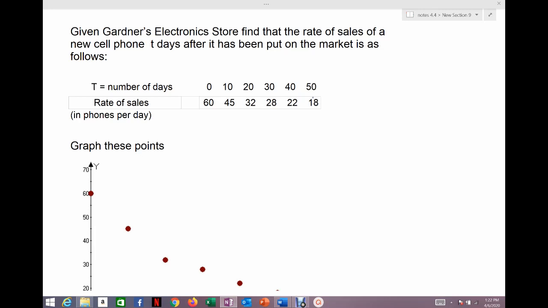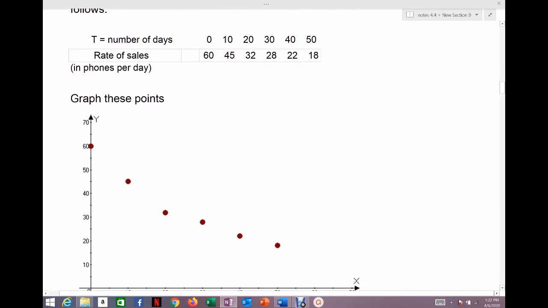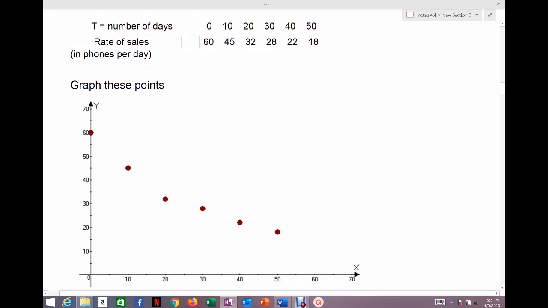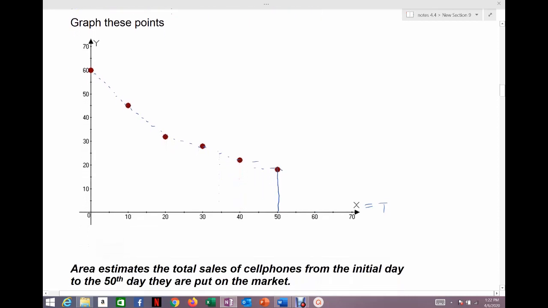And so I graphed the points, and if you've got your handouts there, that's what this graph is. These are my points. The y is the rate of sales, that's the y value, and the x value is my number of days. And so those are my points. So I've graphed them here. This would be the first point, 0, 60, 10, 45, 20, 32, and so on. And so I'm going to draw a dotted line and connect my points. So there are my dots, and I've collected over the first 50 days. So I've graphed those points.